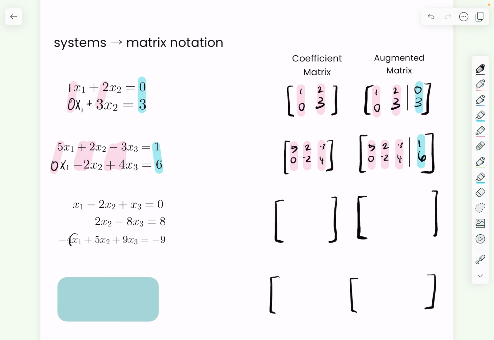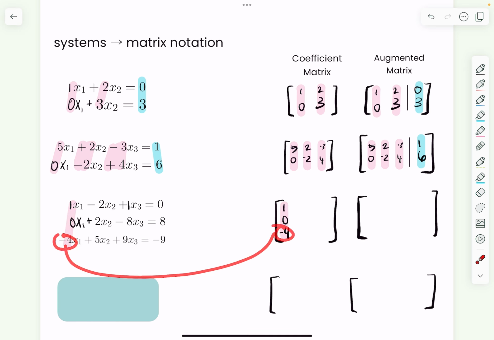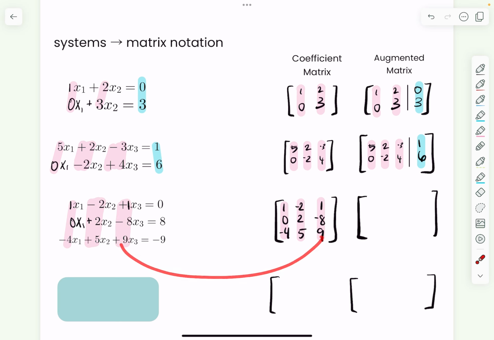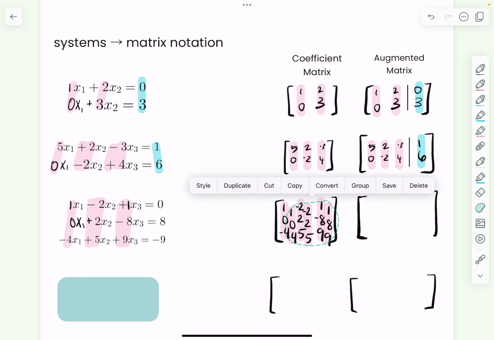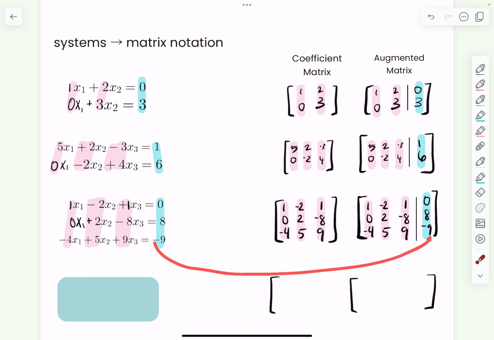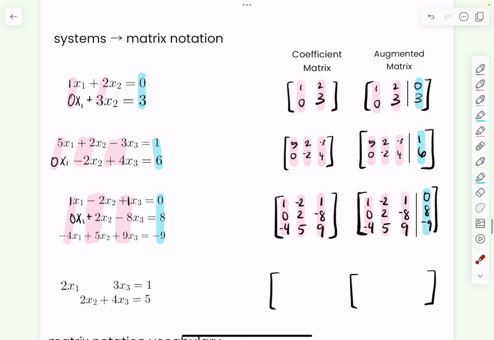What about this one? Again, fill out your missing values. I don't see an x1 here, so this is 0x1 plus. Here I'm missing a 1. Highlight your coefficients. Remember, we do include the signs of the coefficients. Then we have this, and then we have this. Your augmented matrix is literally your coefficient matrix, but you draw a line and then add your ending values.